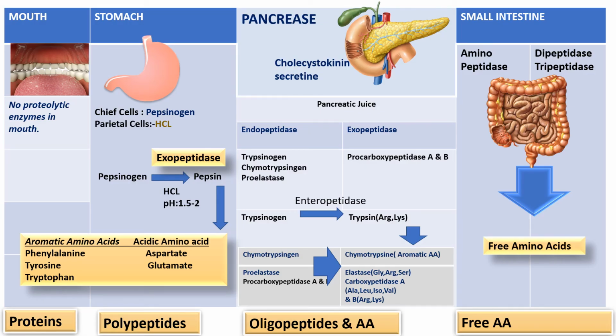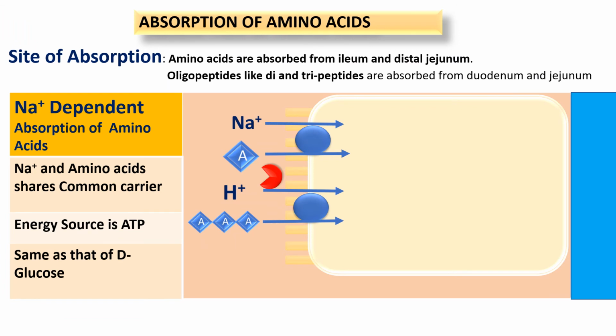Now here you can see that at the end you get oligopeptides and amino acids. Now the aminopeptidase, that is, dipeptidase and tripeptidase, break the dipeptide and tripeptide, and here you will get free amino acids. So here we have free amino acids. So let's see the absorption of free amino acids. Now, the absorption of amino acids occurs from the distal jejunum and ileum.